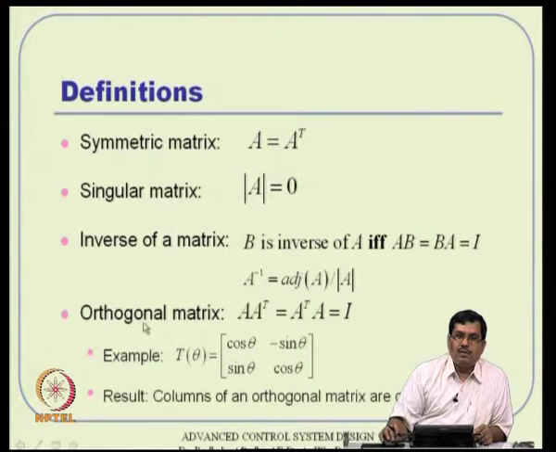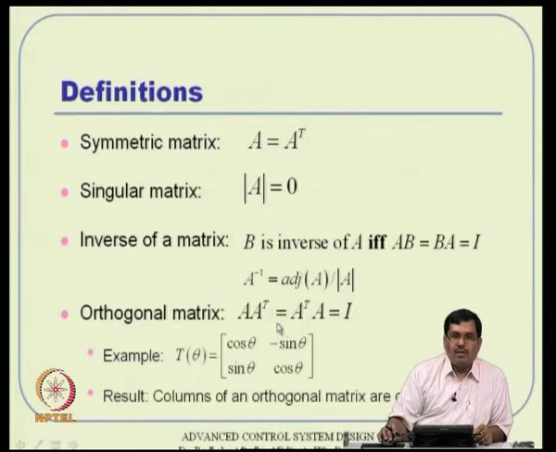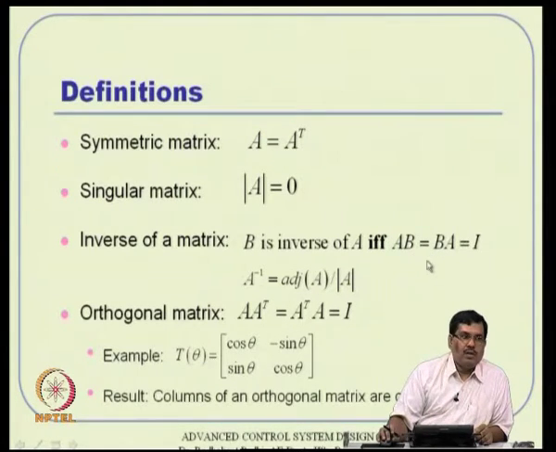An orthogonal matrix is a matrix that satisfies this property: A times A transpose is equal to A transpose times A is equal to I. What is the beauty of that? Correlate that with the inverse matrix definition, and you will find that A inverse is nothing but A transpose. It is a very beautiful property, because you do not have to do so much operation unnecessarily. For an orthogonal matrix, the inverse happens to be just the transpose.